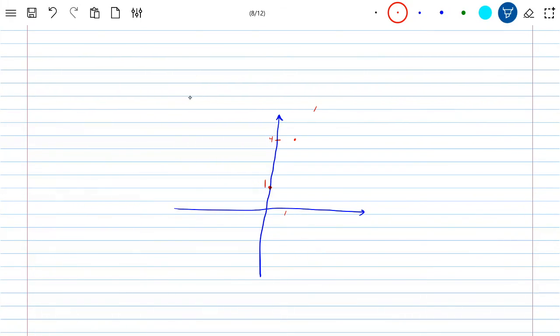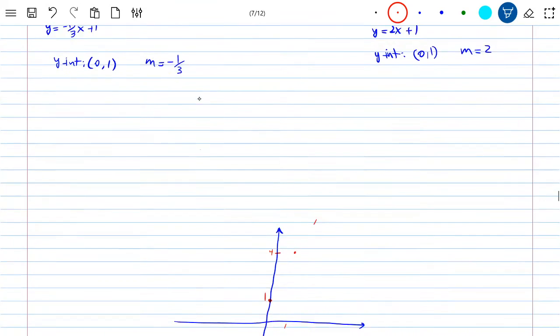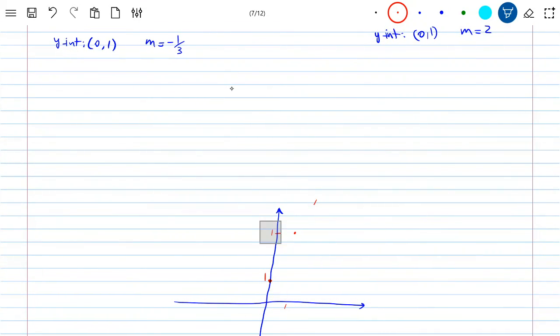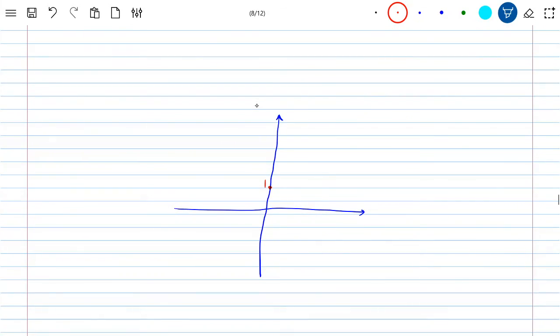Oh, was it 1/3 or 3 over 1? Sorry, it's negative 1/3. Let's make sure that I don't make mistakes. There we go. Negative 1/3, this is rise over run. It means move 3 units to the right and 1 unit down. You'll end up at 3 and 0. That's where I almost messed it up. So now the line goes through these 2 points.